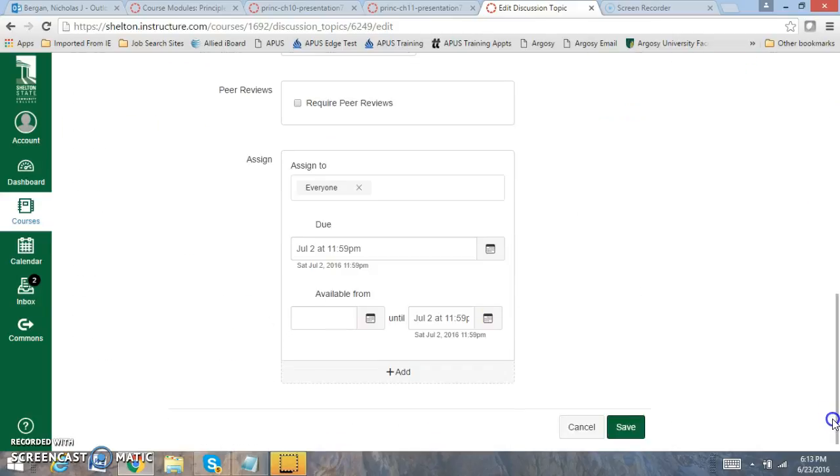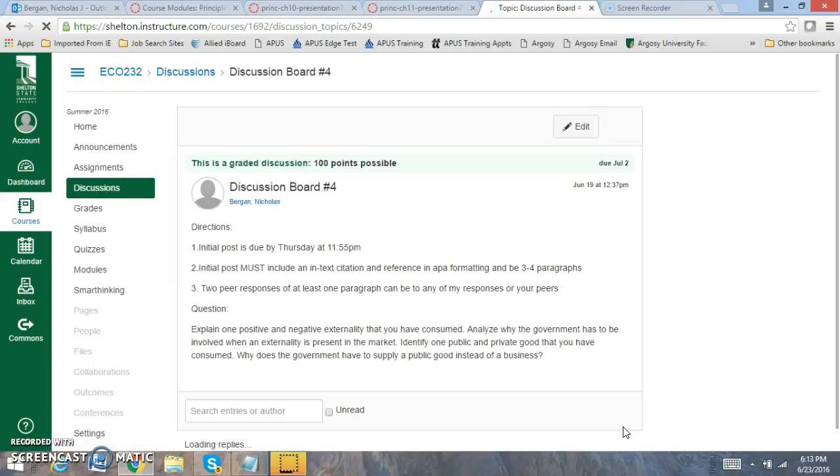One public and one private good that you've consumed, and why the government has to be involved with supplying public goods. There's a very key area there, why they have to be supported. So make sure to focus on that aspect as well.